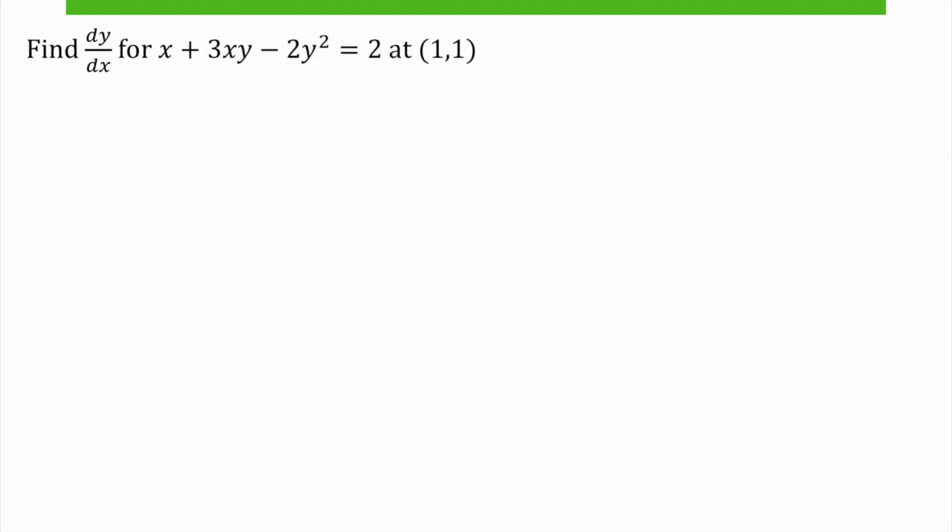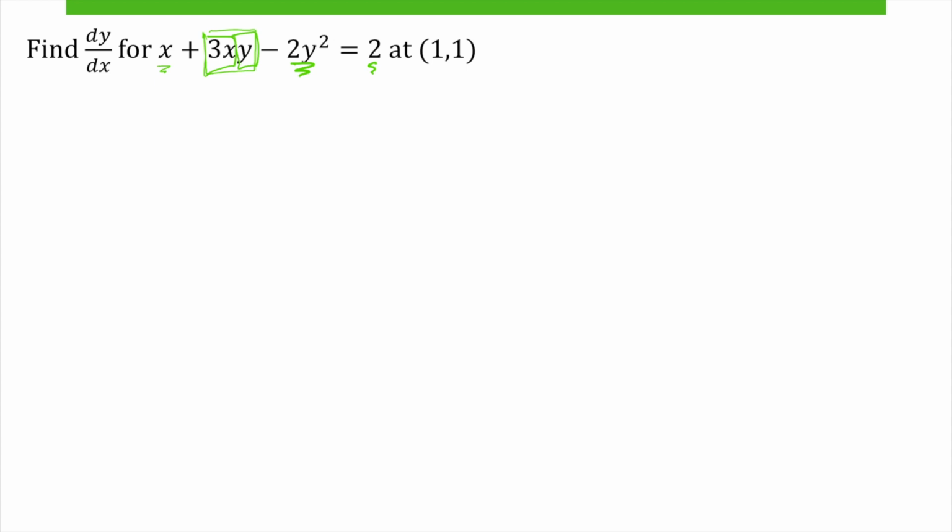Time for another one. So we have a single term followed by 3xy. So we're going to need the product rule for that one, 3x and y. Those are two functions being multiplied together. And then a single term here and a constant at the end.